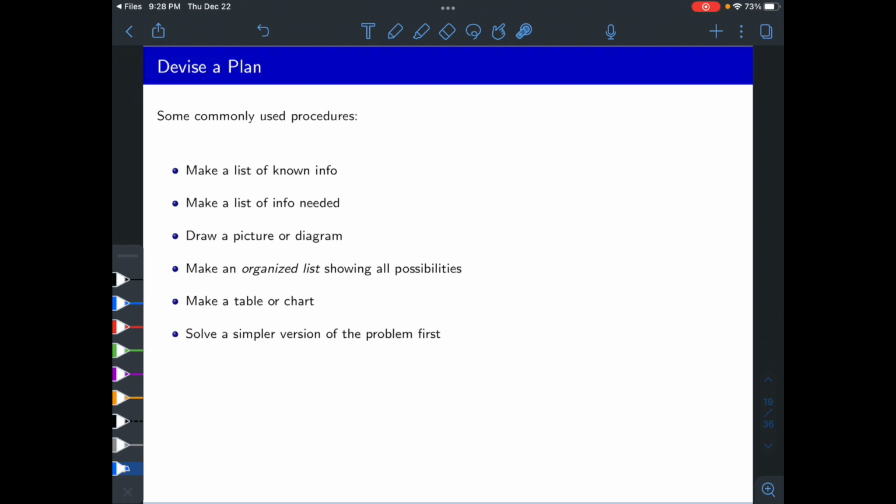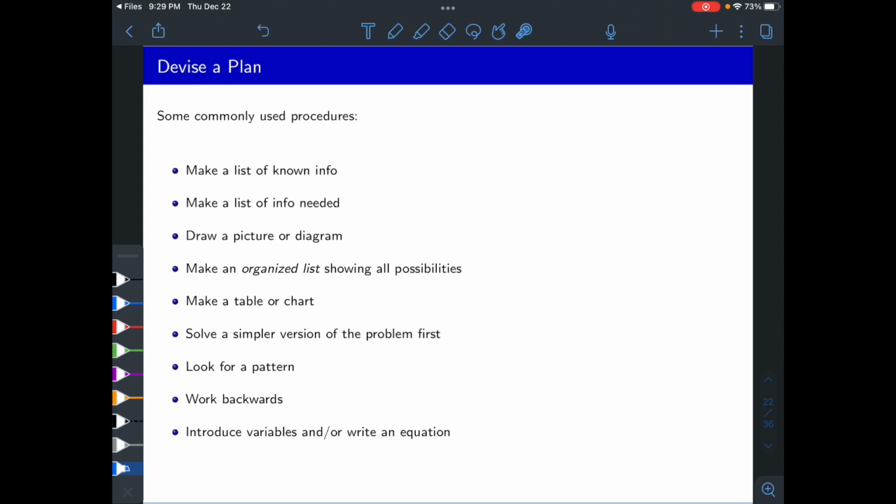Solving a simpler version of the problem first. This is a hugely useful tool that you could do. Looking for patterns, we've already seen stuff like that with sequences and lists. Working backwards, we'll see an example like that today as well.